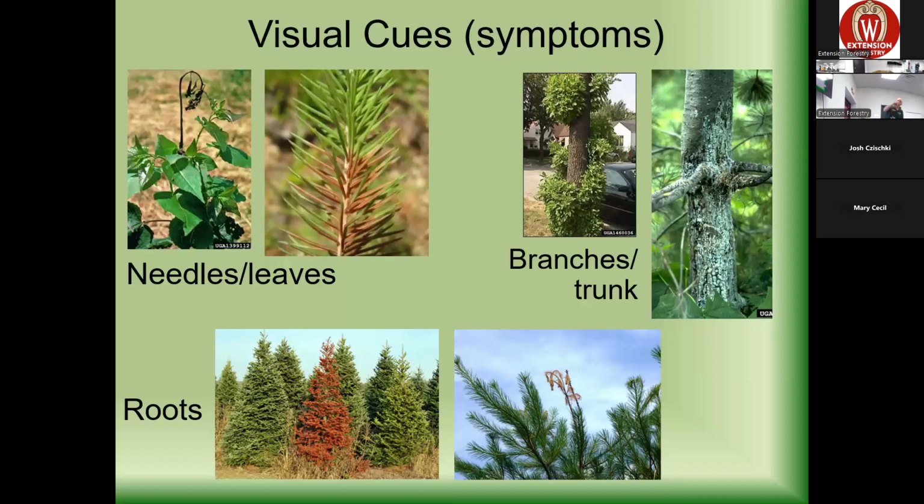Problems with the roots. Again, we don't know 100% sure that's the cause there, but that could be a reason that spruce is all brown, or balsam, hard to tell from here. Or got a tip curling there, and we'll talk about roots and ways we can avoid that if we're planting the trees.